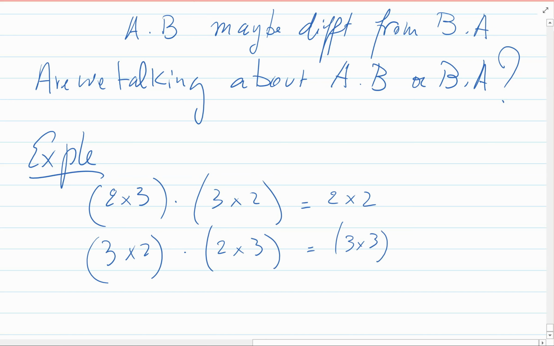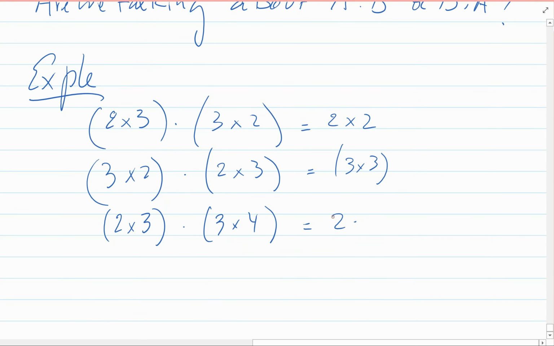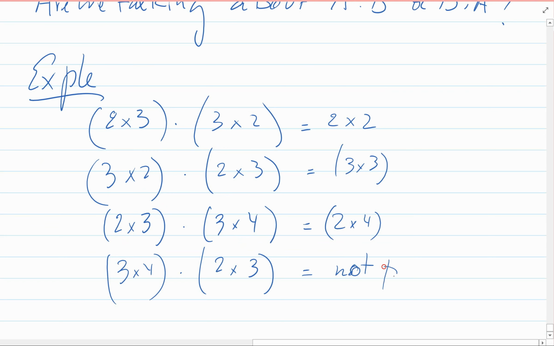And sometimes you can do one side and you cannot do the other. Like, for example, 2 by 3, 3 by 4. The answer will be what? 2 by 4. Okay? In size. But you cannot do 3 by 4 times 2 by 3. You can't. Not possible. So you see, sometimes you can, sometimes you can't.